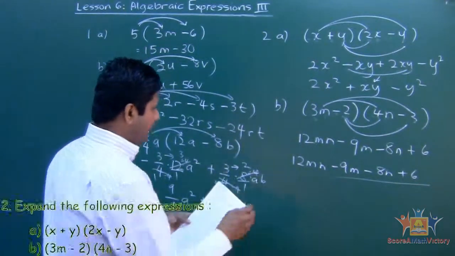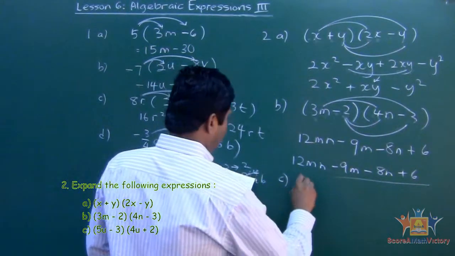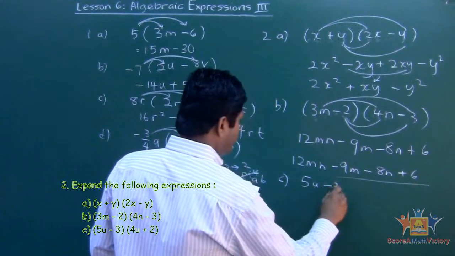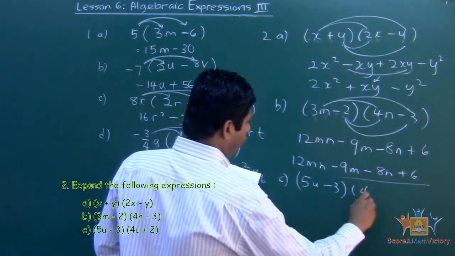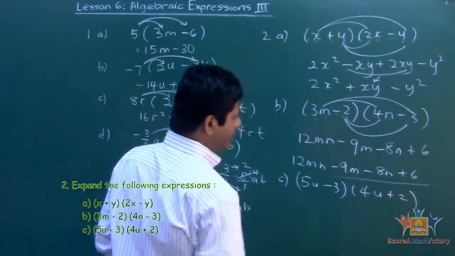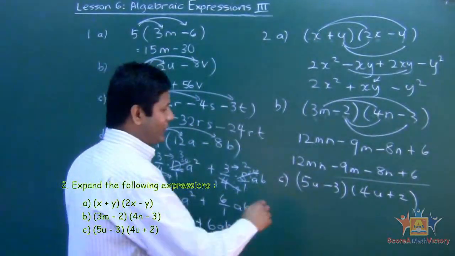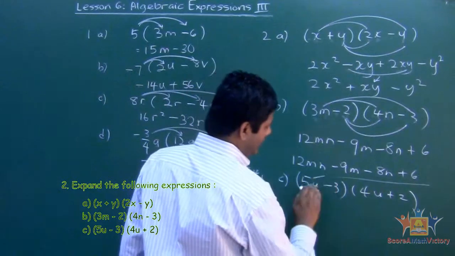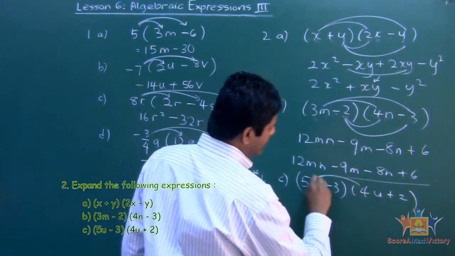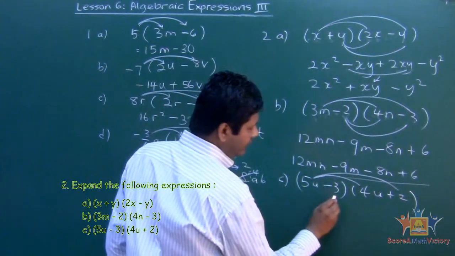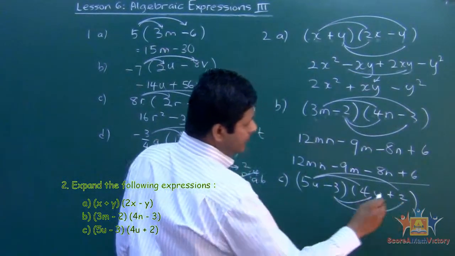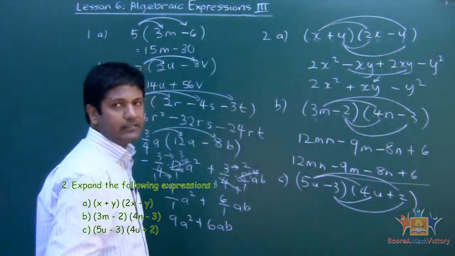Let's do C. You're given 5u minus 3 times 4u plus 2. Again, we're going to use the shooting arrow on the top and the bottom. We're going to start with this one, distribute that, and then distribute that. Then we're going to go to this one, distribute this, and distribute that. See, that forms the sleeping moon.